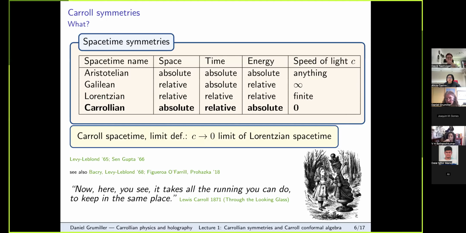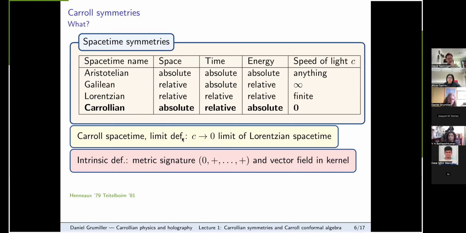So for these reasons, it's useful to have an intrinsic definition of Carrollian symmetries, of Carrollian spacetimes, that doesn't rely on some parent Lorentzian construction. And the intrinsic definition for Carrollian spacetime is very simple. So you have a metric where you allow yourself a degenerate signature. So instead of minus plus plus plus plus plus, you have 0 plus plus plus plus plus. And in addition, you have a vector field that lives in the kernel of this metric.